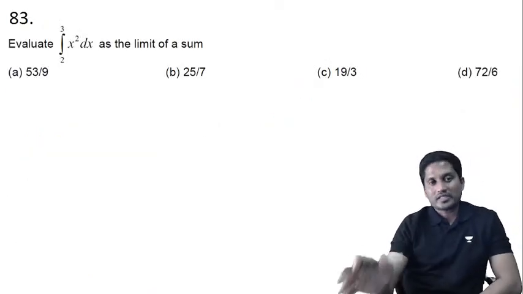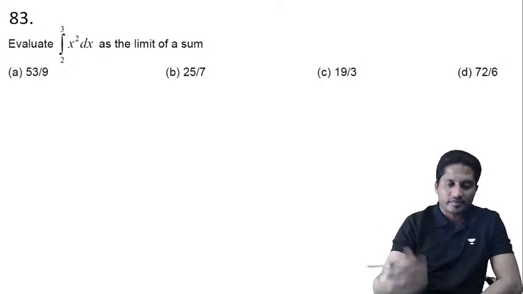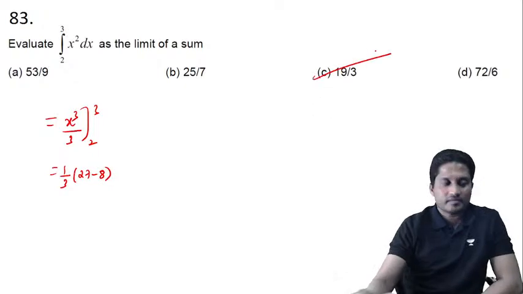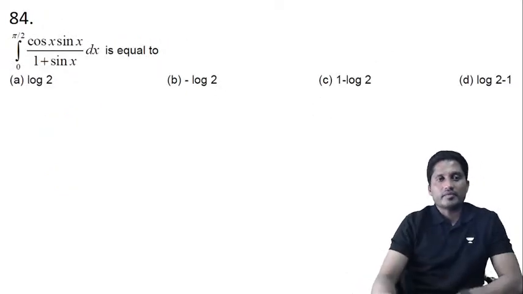Okay, and this was asked in last year 22 paper. Evaluate using limit of a sum. Just to confuse, they have given it, anyway I want the answer. Integration of x square is x cube by 3 between the limits 2 to 3. Okay, 1 upon 3, 3 cube is 27, 2 cube is 8, so you get 19 by 3. This was asked in 2022. Even this is asked in 2022.